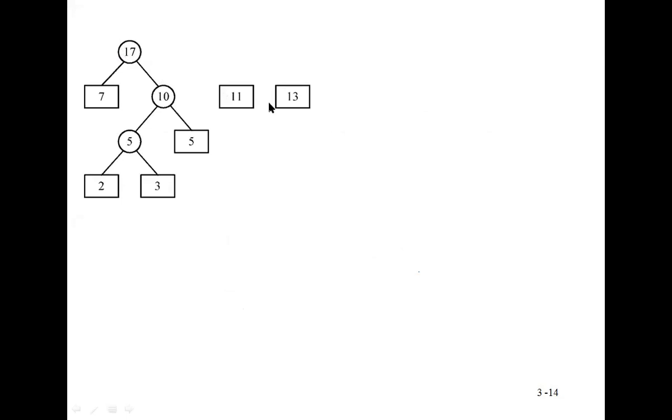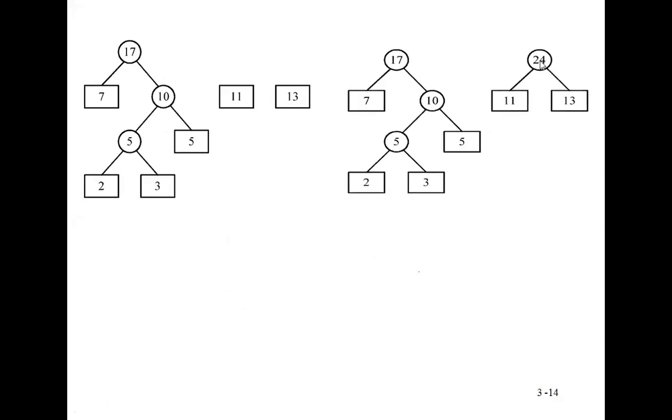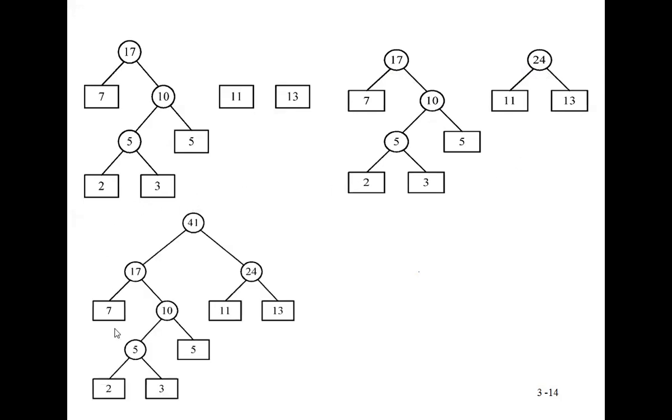Now 17, 11, 13. 11 and 13 are smaller compared with 17. So you can merge these two files, 11 and 13. You will get 24. Now compare 17 and 24. Merge these two, 17 and 24, you will get 41. Okay, this is the tree after merging of these files with sorted records.